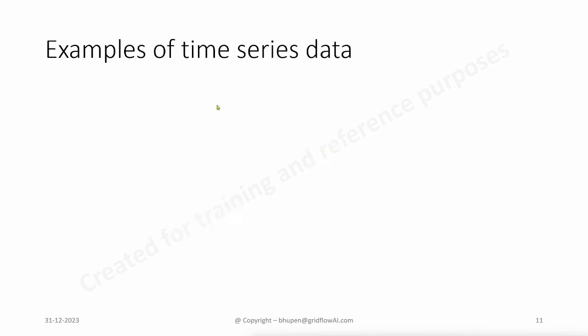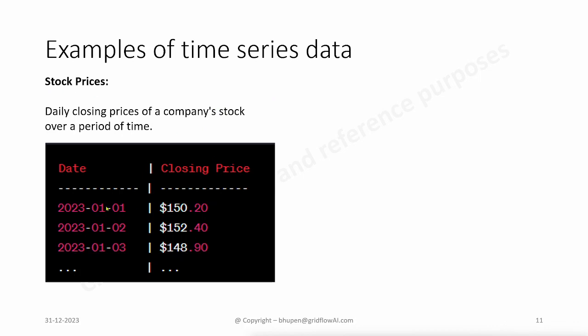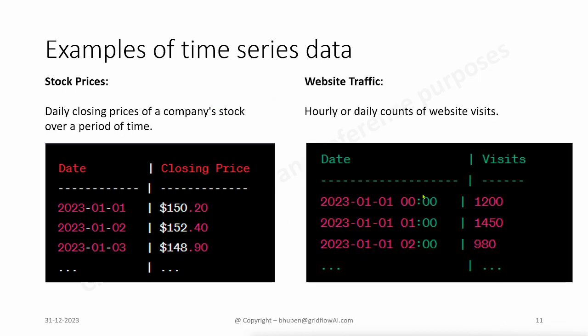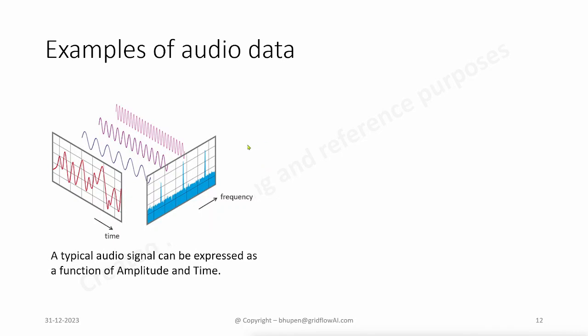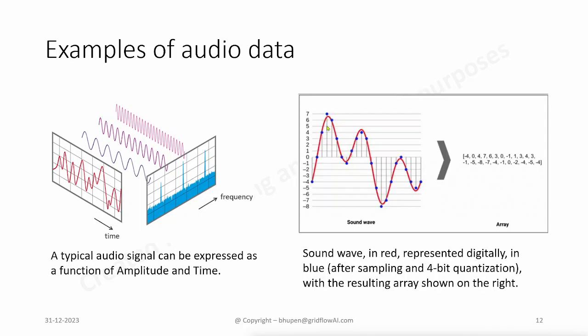Some more examples: the stock prices associated with date and time, and website traffic, the number of visitors coming to your website, which again has an association with date and time. Audio data is a very popular data series used in applications like Siri, Cortana, and Amazon Echo, and here also the value at a particular time is dependent on some of the values in the past.